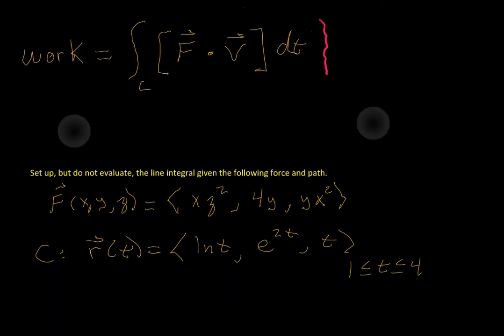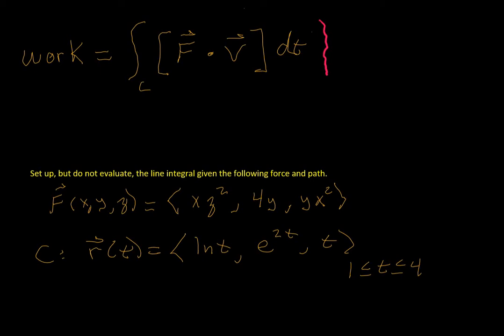Right, here we go. So we're going to set up but not evaluate a line integral for work, given we have a vector field with three variables, F of x, y, z, three components. x times z squared is the first one, the second component is 4y, and the third component is y times x squared. And then we have a curve.